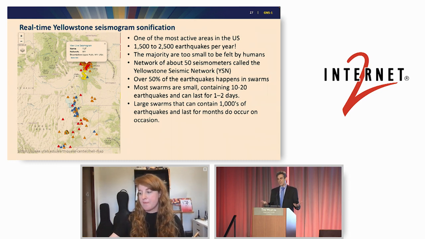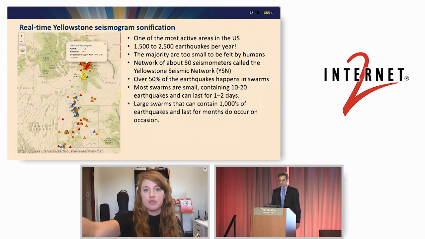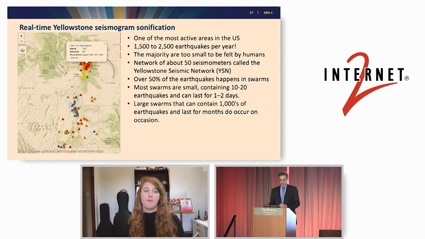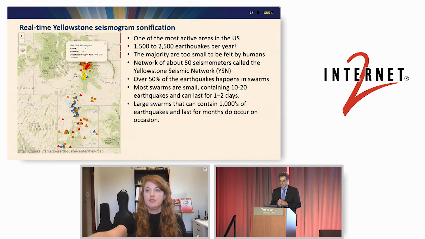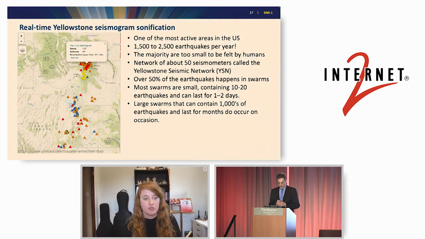So why do this? Well, Yellowstone is one of the most active seismic areas in the US and in the world. There are between 1,500 and 2,500 earthquakes per year in that region. The majority of them are so small that we cannot perceive them, but the instruments can record. There is a network of almost 50 seismometers there, called the Yellowstone Seismic Network. Almost half of the earthquakes are actually clustered together. They appear in swarms, as they're technically called. And that's something pretty unique to Yellowstone.